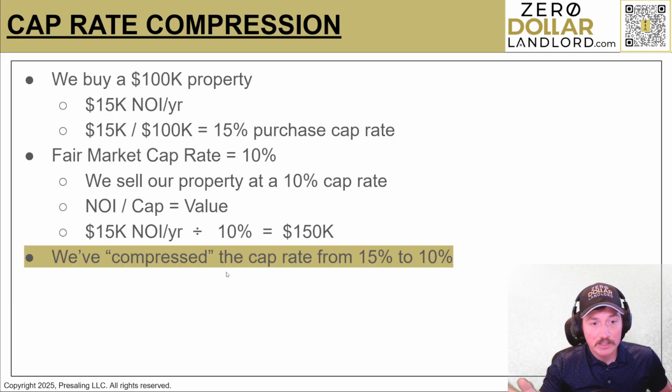So we've compressed the cap rate, and this is a really critical item to understand. If you're buying it for 100K, you have 15K a year net. Let's just say that's the case. If you're buying it at 15%, but you know that the market is at 10%, then you can resell it at a 10%. And that's where you make your money.